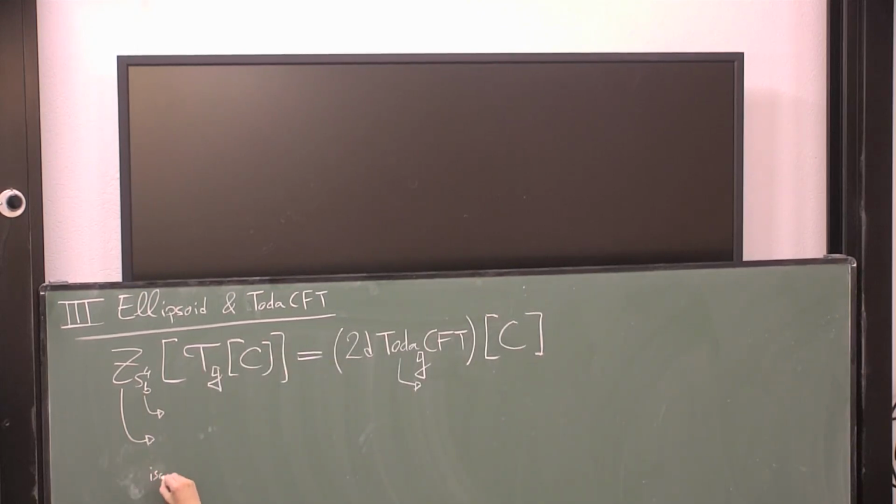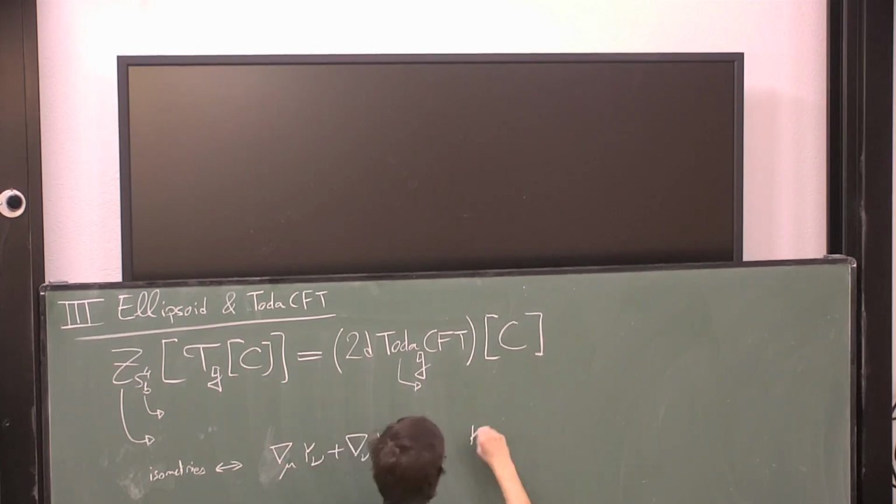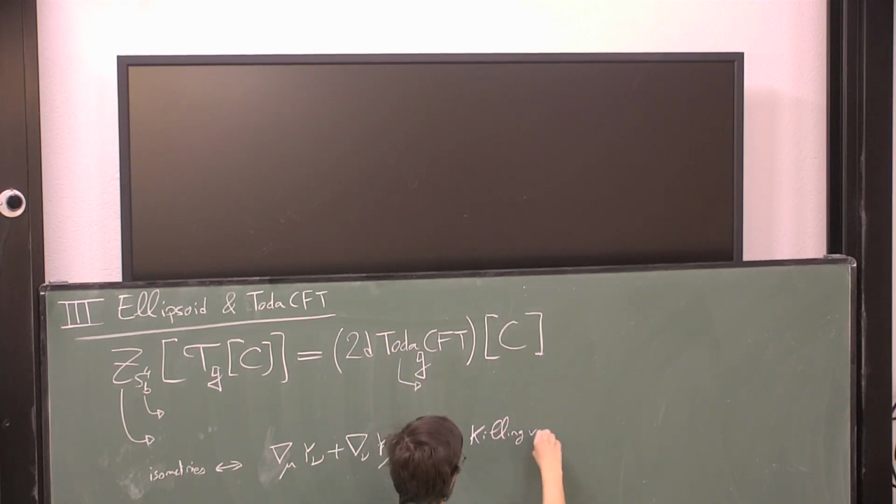So isometries are equivalent to having Killing vectors, having some y, such that nabla_μ y_ν plus nabla_ν y_μ equals 0. This is a Killing vector. And likewise, if you want to preserve supersymmetry, you have to make sure that all your background fields and so on, not just your metric, but also the others, give you what are called generalized Killing spinors. And I don't want to go into too much detail because it gets quite messy.